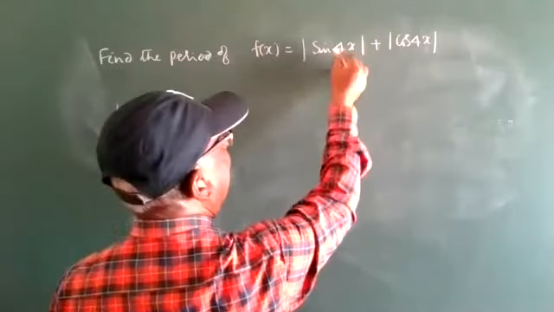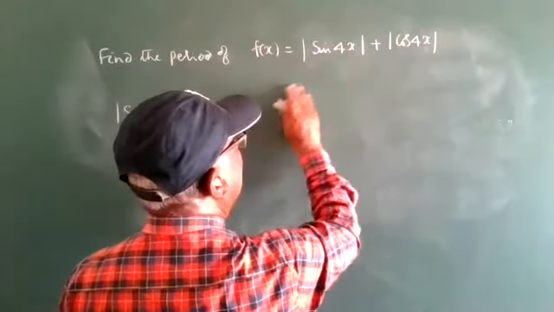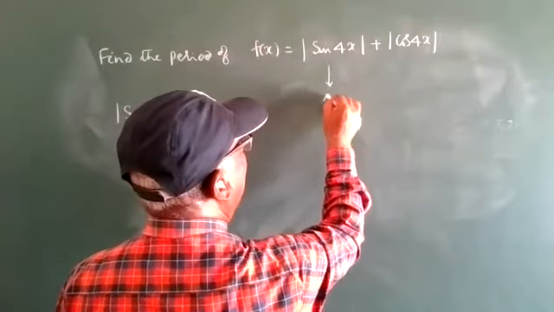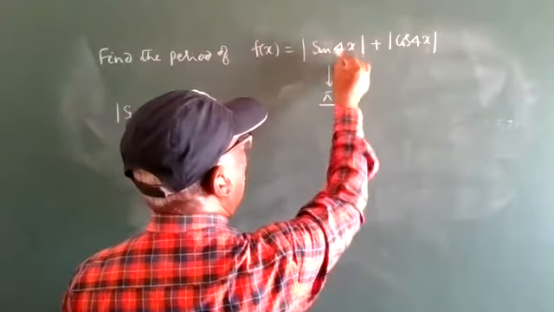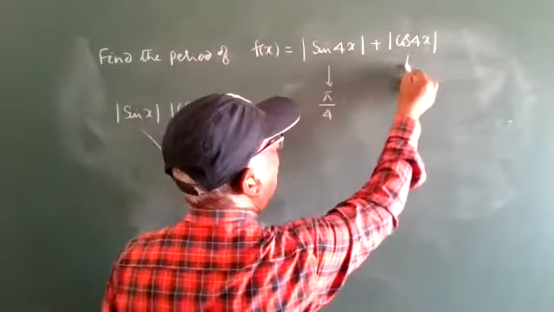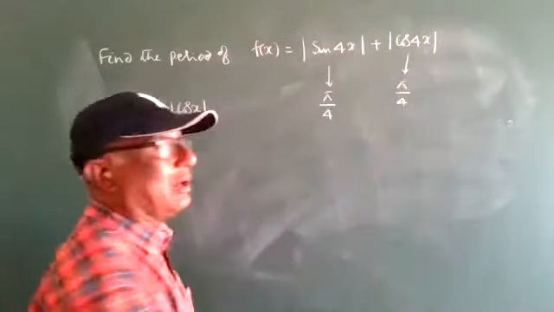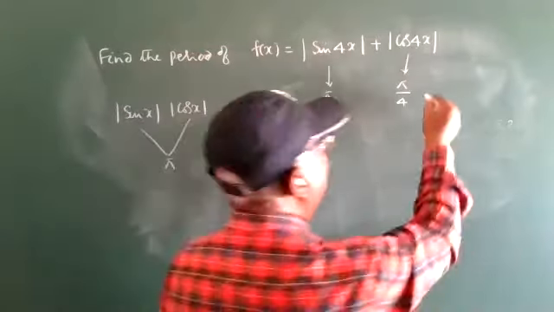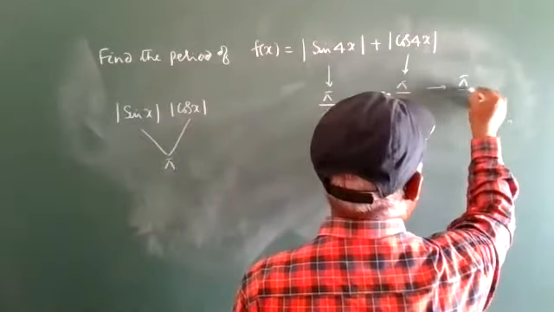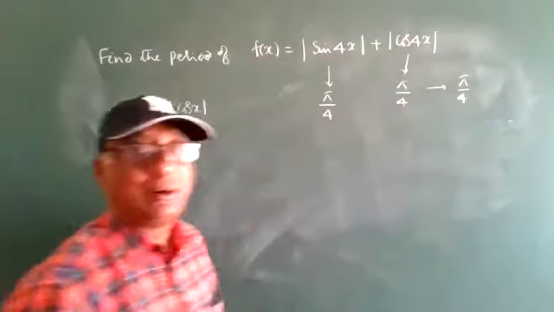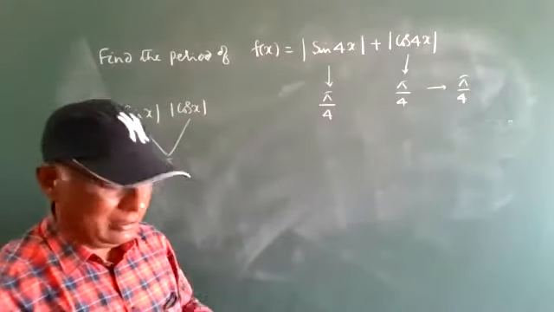But here the x coefficient is 4, so the period of the sine term is pi by 4, pi divided by the x coefficient. Here also the period is pi by 4. The LCM is pi by 4. That is the period of the given function. Okay? Right.